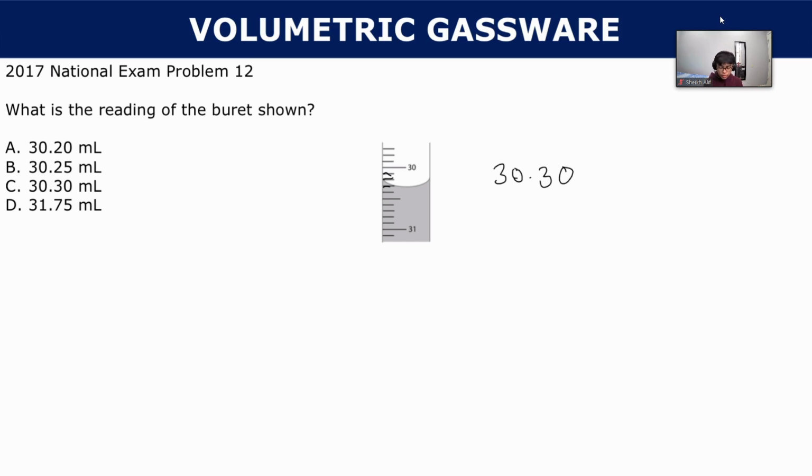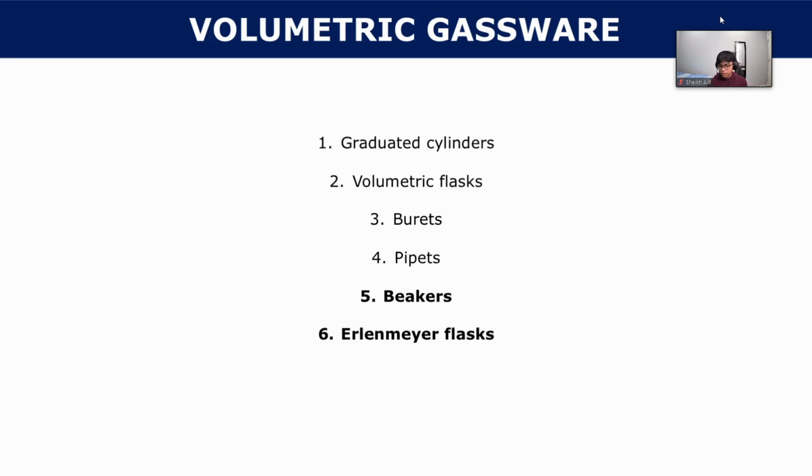That looks right on the 3 mark. And so the answer that I want to go with is C, which is 30.30. And that is the right answer. So again, you're allowed to make an estimate that is one significant value larger than what you know for certain. And let's move on. So we're going to have 4 different types of volumetric glassware.